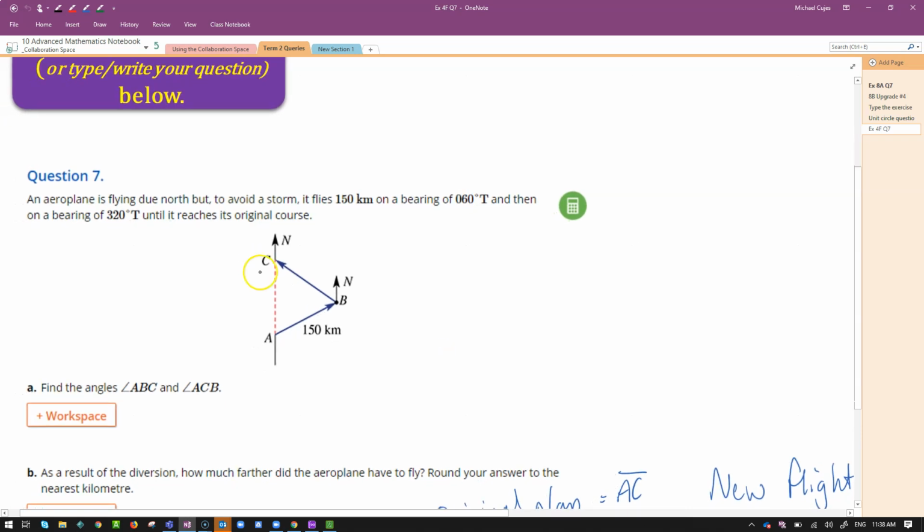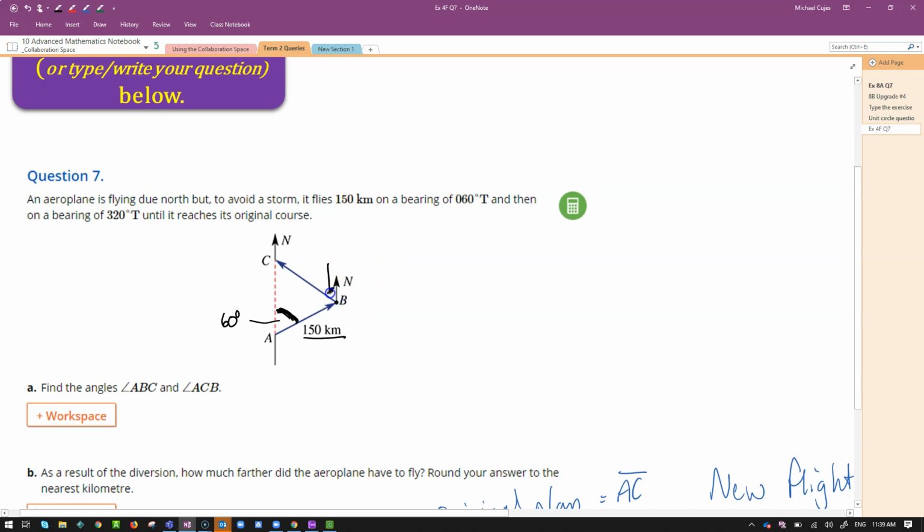An aeroplane is flying due north, so in that direction there, north, but to avoid a storm it flies 150 kilometres on a bearing of 60 degrees true, so that angle in there is going to be 60 degrees from the northerly direction. There's 150 kilometres already provided there for us, and then on a bearing of 320, so it's going to be 320 all the way back around to there, which of course is probably easy to think of as this angle in here being 40 degrees, because 360 minus 320 gives me that angle being 40 degrees. We're going to come back to that in a minute.